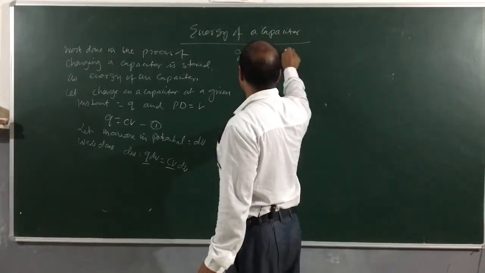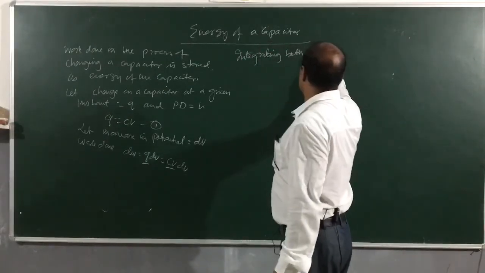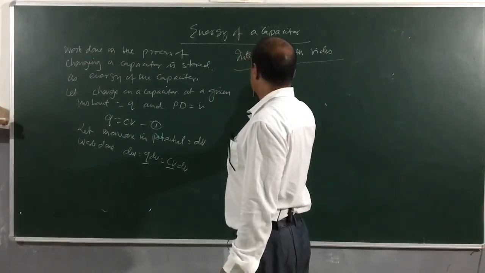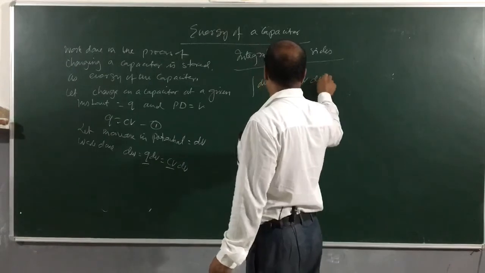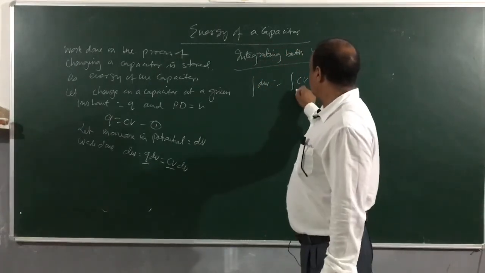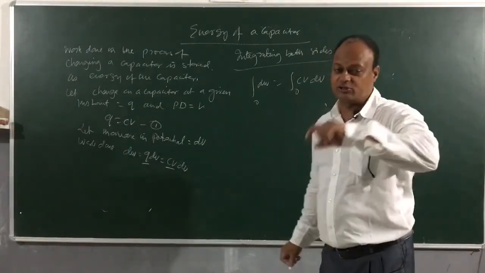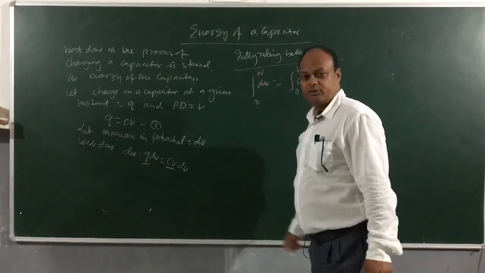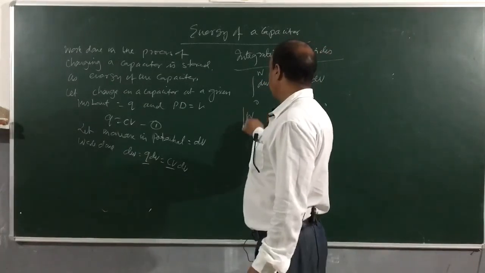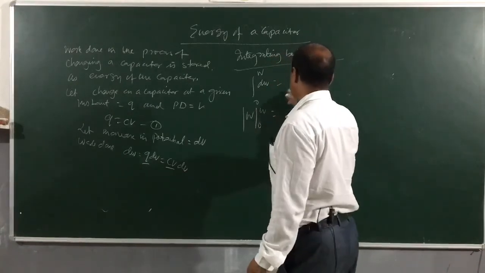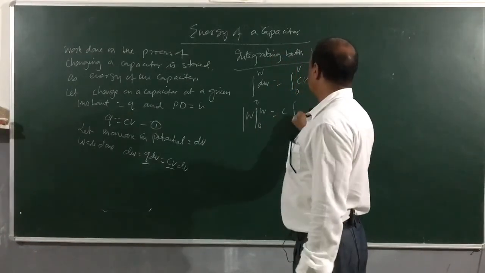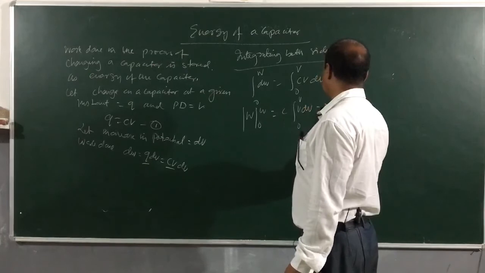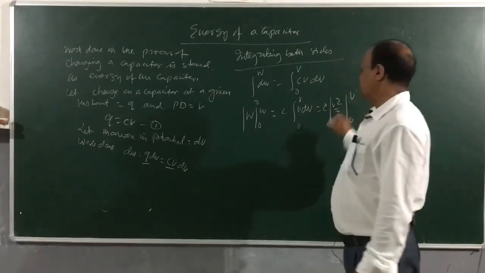Once you have this, we can integrate both sides with suitable limits. Then dW will be equal to the integration of CV dV. Let's understand it. When potential is 0, the work done is also 0, because potential 0 means you have not transferred any charge. When potential is V, the work done is equal to W. If you integrate dW, you get W from 0 to W. C comes out, and the integration of V dV from 0 to V gives C into V square by 2, from 0 to V.